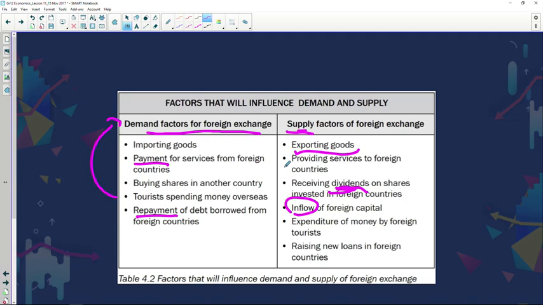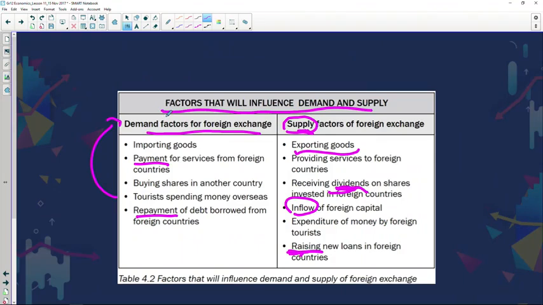And then also the raising of new loans in foreign countries. So if we give other countries a loan and now they have to pay us back, that will create an increase in supply in terms of the foreign exchange, because now they have to pay us in our own currency. Remember also, when we do the repayment, we do the repayment in their currency, so this will cause an increase in the supply.